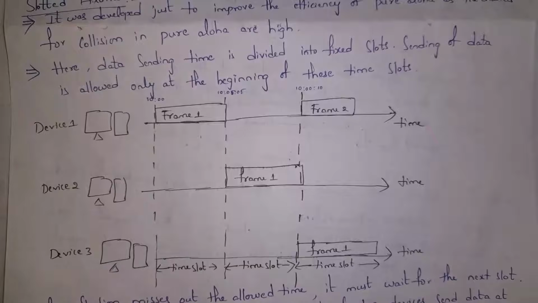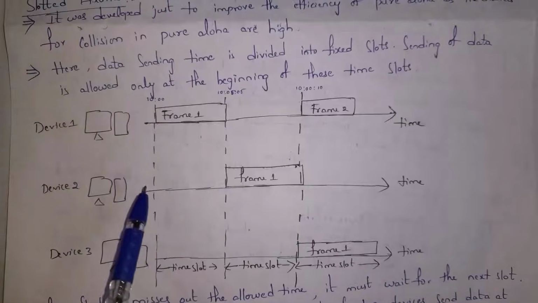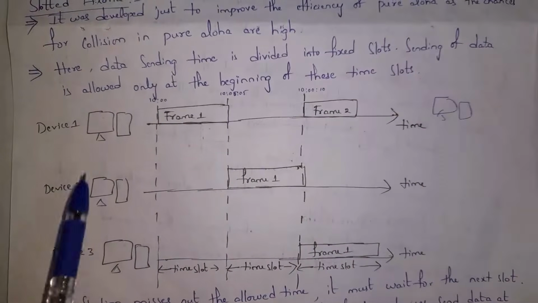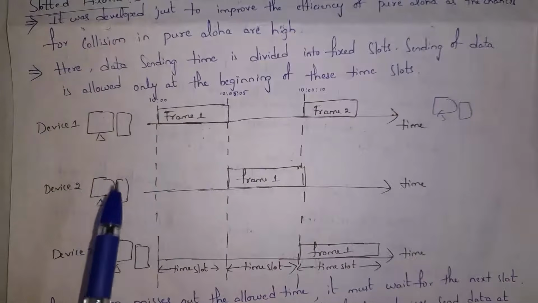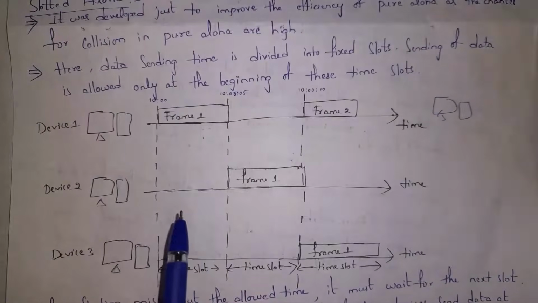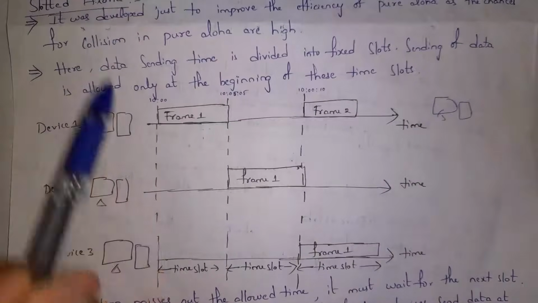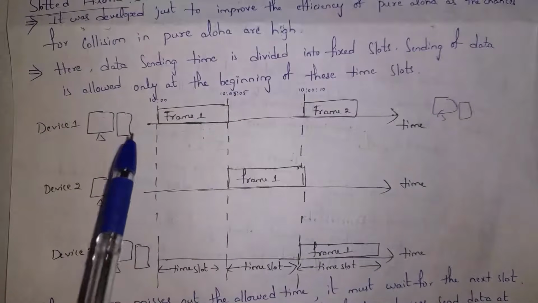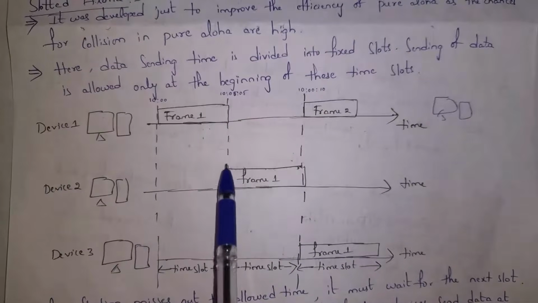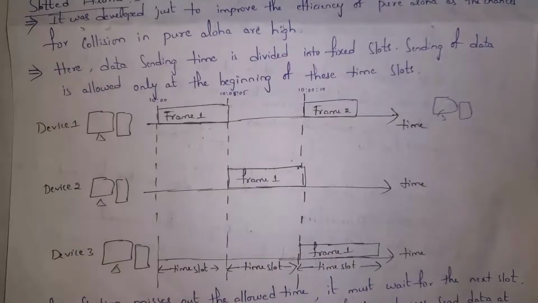For example, device 1 is sending one frame. As no other devices are transferring data in this time slot, frame 1 successfully reaches the receiver. For example, at 10.2 seconds, device 2 wants to send data, but device 2 cannot send data because in slotted ALOHA, a device needs to send data only at the beginning of a time slot. Then the device needs to wait for the second time slot. Then the device sends data in the second time slot, only in the beginning.